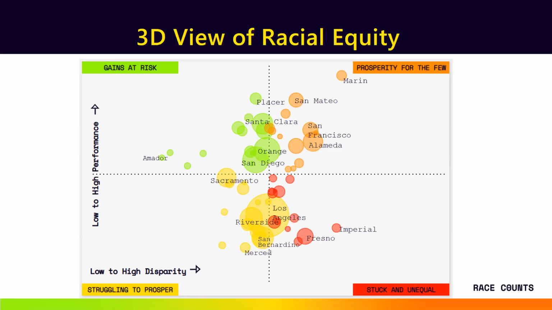Last, we have the counties in green. These are the counties that are doing well overall in terms of overall performance and smaller gaps in performance between racial groups. The takeaway, however, is not that these counties are doing great and have zero challenges, but that compared to the other counties, there are fewer challenges around racial inequity. This is why we call this quadrant gains at risk, because policymakers and community residents have to remain vigilant about all types of threats to equity.